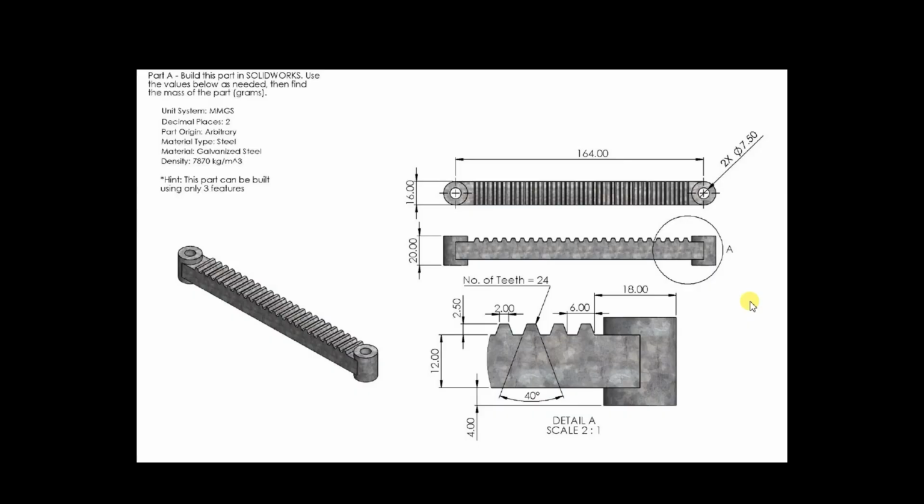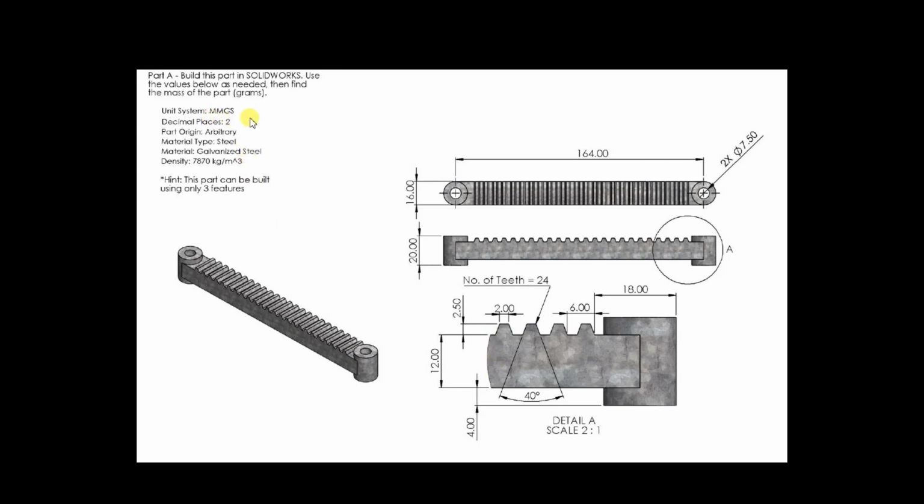In this video, I'm going to design this straight gear rack. We have top view and front view. The length of this gear is 164 mm and the width is 16 mm. The overall depth is 20 mm, whereas the depth or thickness of this gear is 12 mm. The part is made of galvanized steel.